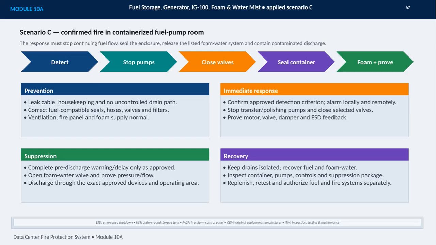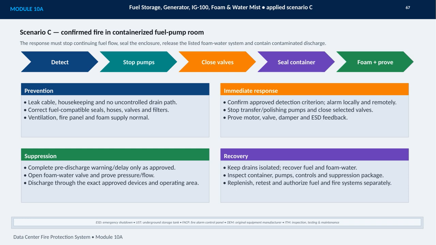This scenario covers a confirmed fire in a containerized fuel pump room. The response follows a controlled sequence. Detect the fire, stop the pumps, close the selected valves, seal the container, and release the approved foam water system. The goal is not only to suppress the fire, but also to stop continued fuel flow and contain contaminated discharge. Containment is part of the fire response, not an afterthought.